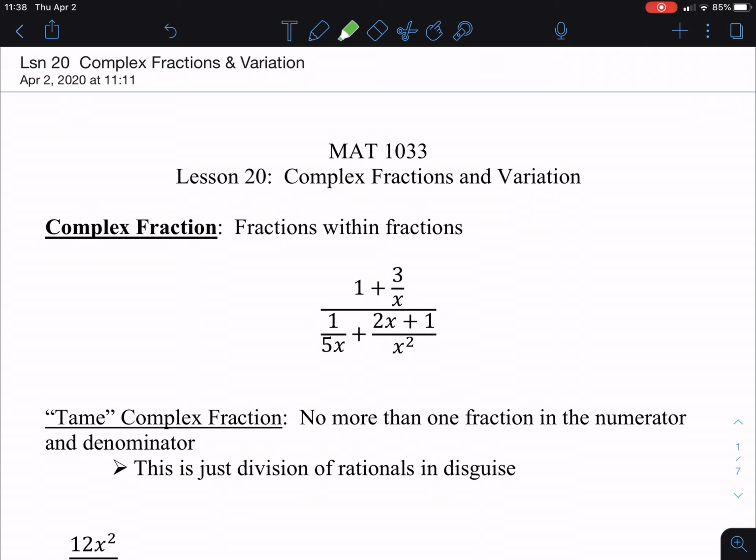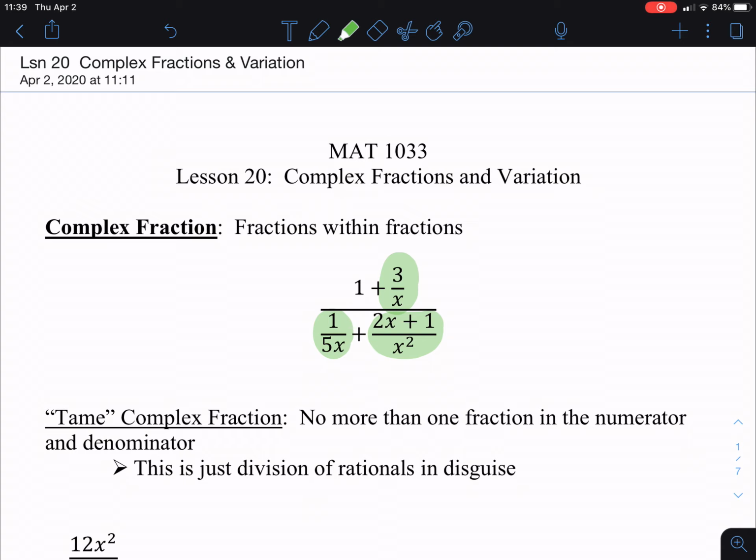So the last thing that I'm going to do is I'm going to make these complex fractions, which are fractions with other fractions inside them. So as you can see here in this example, okay, I've got 1 plus 3 over x. So my numerator has a fraction in it. And then in my denominator, 1 over 5x plus 2x plus 1 over x squared actually has two fractions inside of it, okay? So the issue is we may be given a complex fraction to start with, but we really never want to try to work with something like that. So what we're going to do is we're going to try to turn our complex fraction into a regular rational expression or a regular fraction.